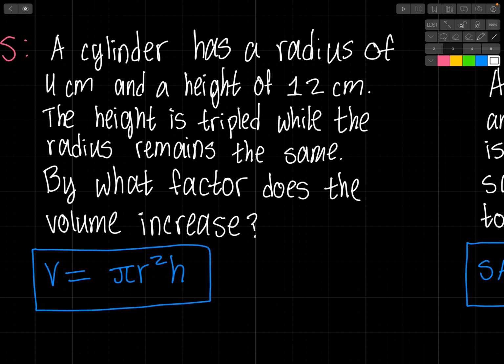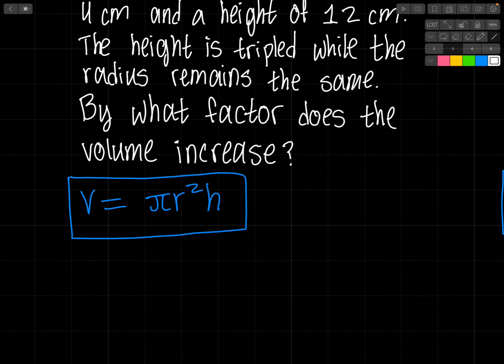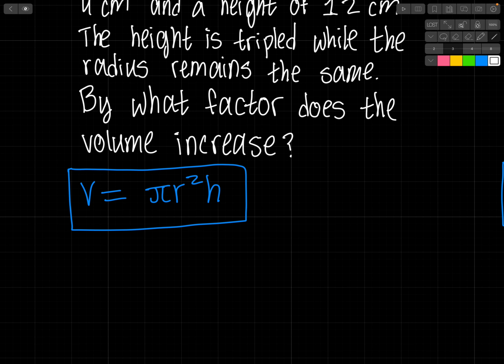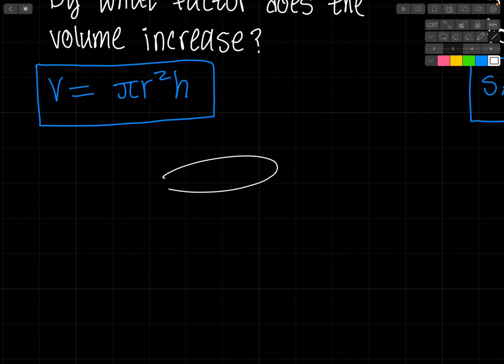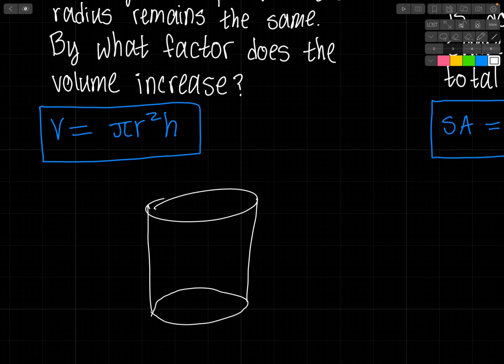So a cylinder has a radius of 4 centimeters and a height of 12 centimeters. The height is tripled while the radius remains the same. By what factor does the volume increase? So we have the volume formula of a cylinder. So let's just draw a cylinder. As you can tell, I'm not the best at drawing cylinders, but I'll make it work. Okay, we have a cylinder.